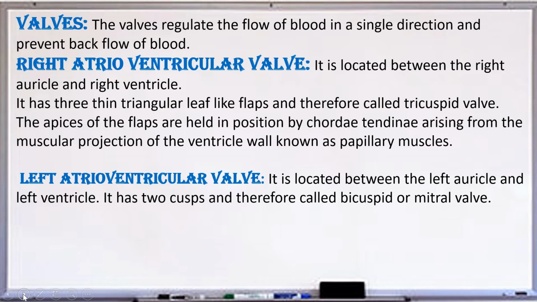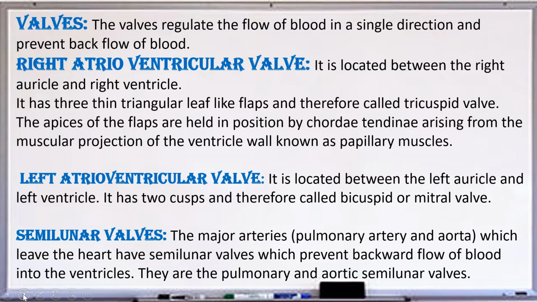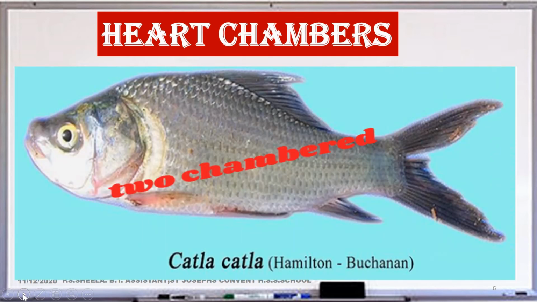Second one, the left atrioventricular valve. It has 2 cusps and it is located between the left auricle and left ventricle, and since it has 2 cusps it is called the bicuspid or mitral valve. Third one, the semilunar valve. These valves are located in the major arteries, that is the pulmonary artery and aorta. The valve present in the pulmonary artery is called the pulmonary semilunar valve, and the valve present in the aorta is referred to as the aortic semilunar valve, and these prevent backward flow of blood into the ventricles. Is it clear?